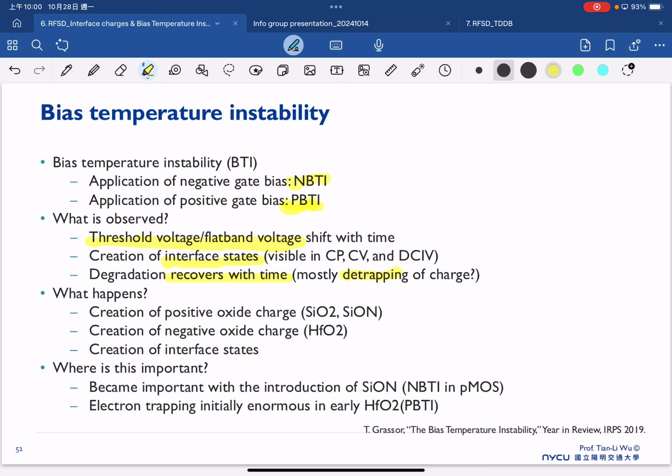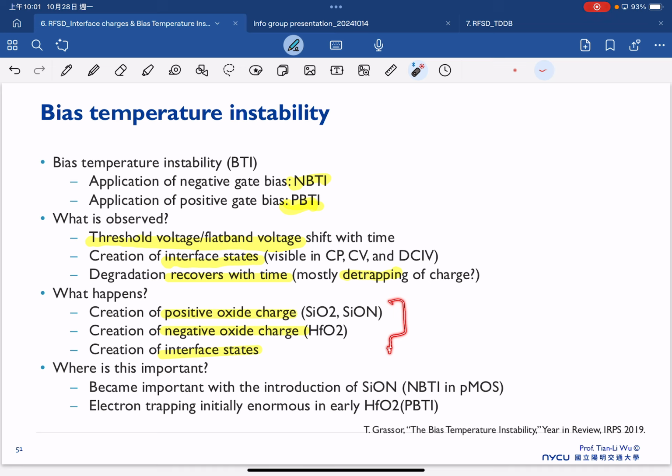And here are some of the possible explanations. For example, we might create a positive oxide charge, or a negative oxide charge, or we have an interface there. But this can be seen as an example that as long as you change your dielectric, you need to do the BTI study again, because a different dielectric gives us different material properties, different band gap, different band offset. Or even a different process always leads to different charging dynamics here.